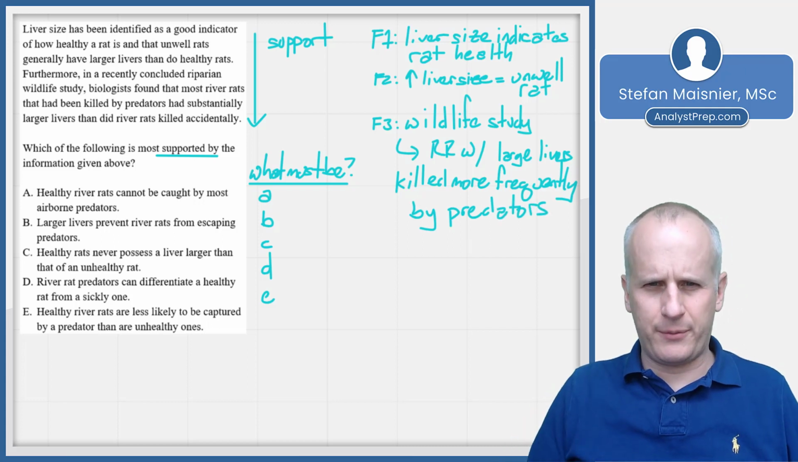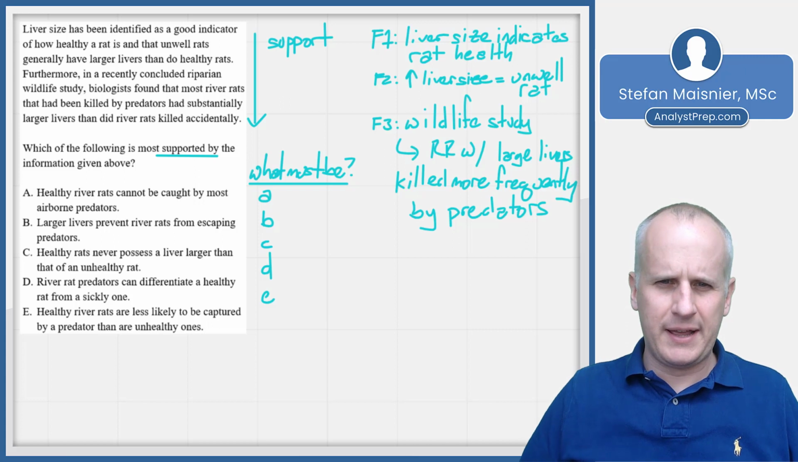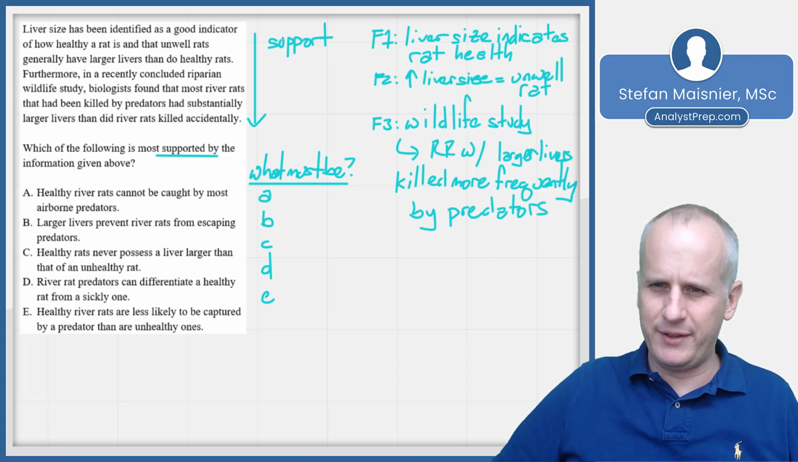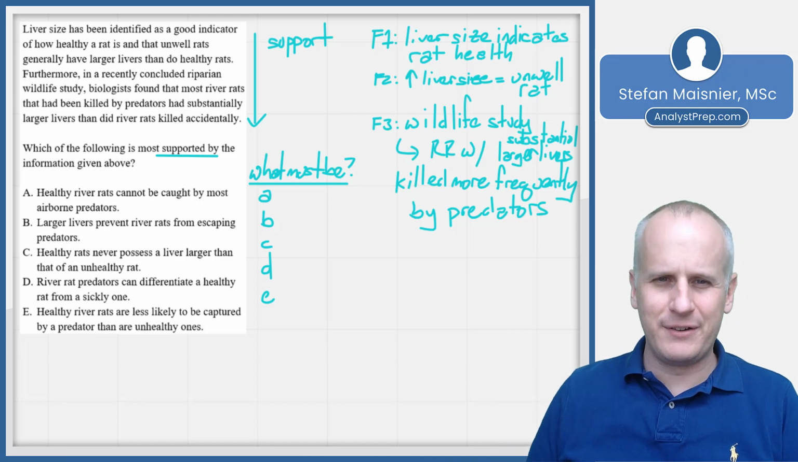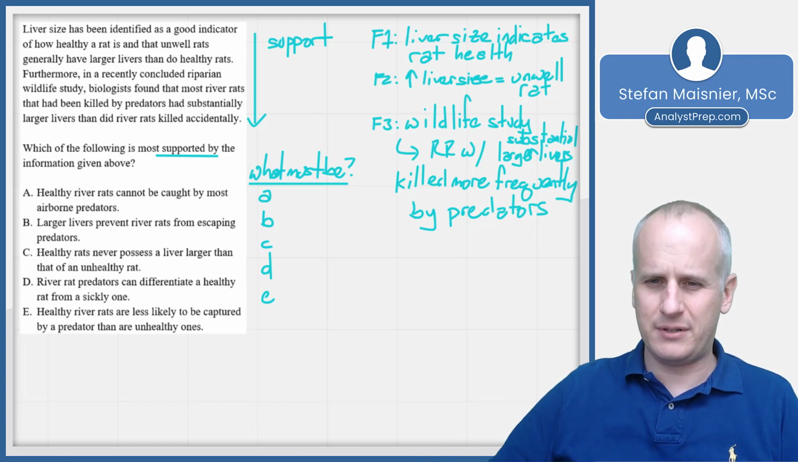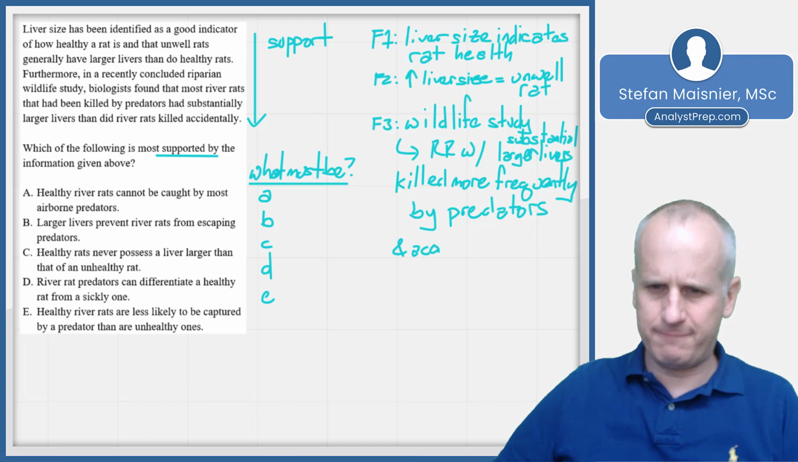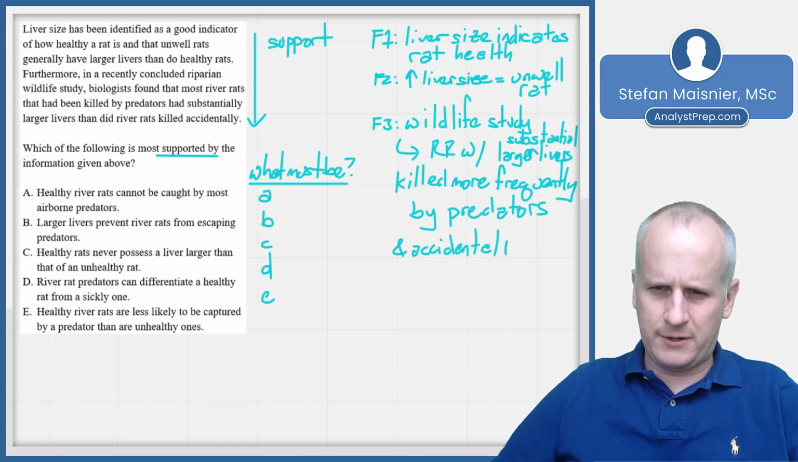So, found that river rats that had been killed by predators had substantially, all right, we'll even put substantially up here. And so we'll just say substantially larger livers. Simple enough. So we know that larger livers had or been killed by predators than river rats killed accidentally. So accidental deaths are our deaths, smaller livers.